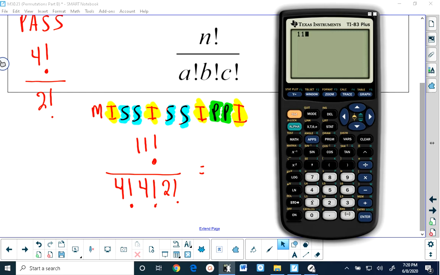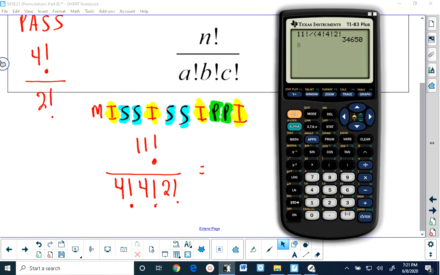So we're going to take 11 factorial. Now we have to divide by the product of 4 factorial, 4 factorial, 2 factorial. So I'm going to put a set of brackets there, otherwise I will not be dividing by all of those items. I didn't close the brackets, you don't need to. The bottom line is there's 34,650 different arrangements of all of the letters of the word Mississippi.